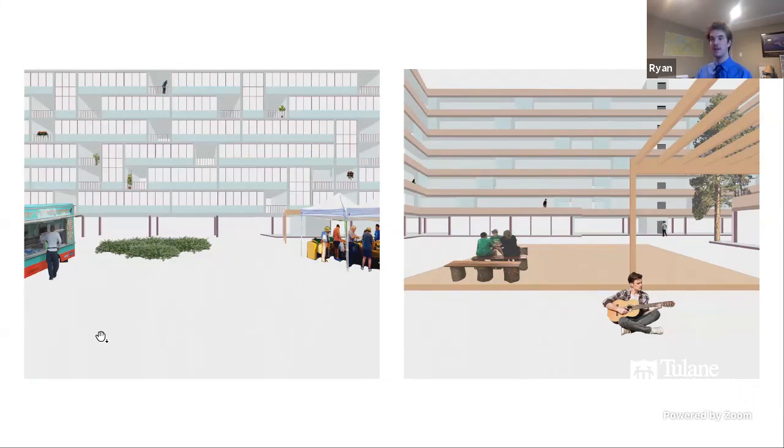Here you can see again the public plaza with what could be a farmer's market or food trucks. This would just be a large open space for a multi-purpose space or community events. Here you can see the outdoor classroom.